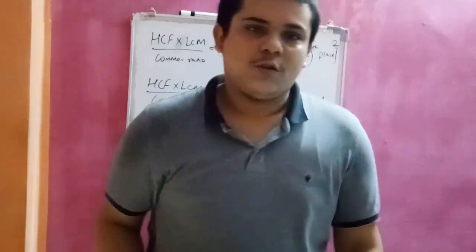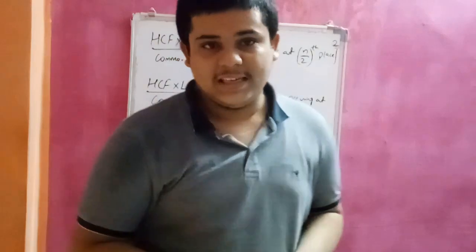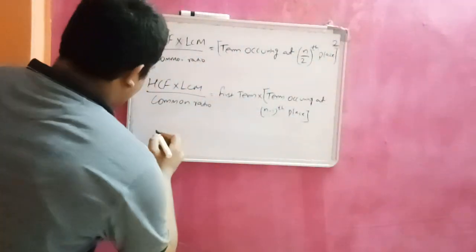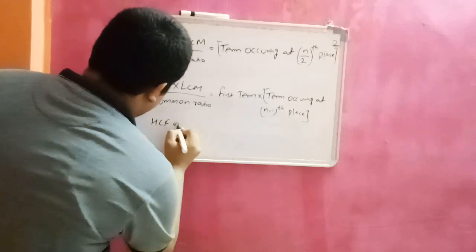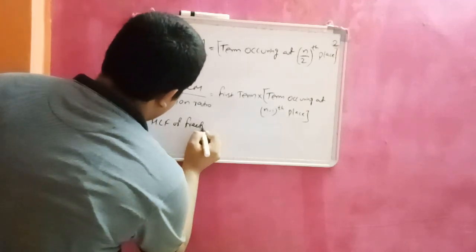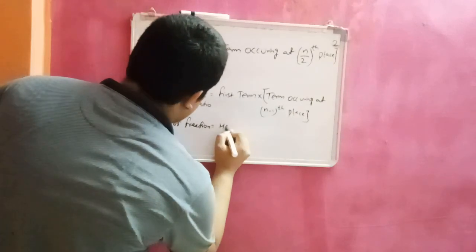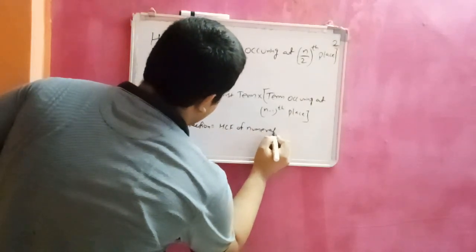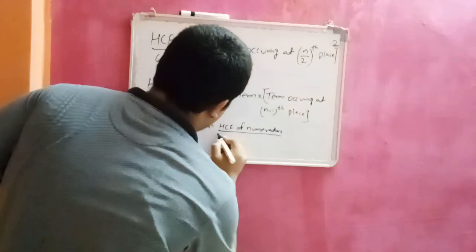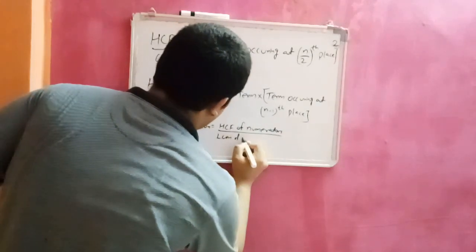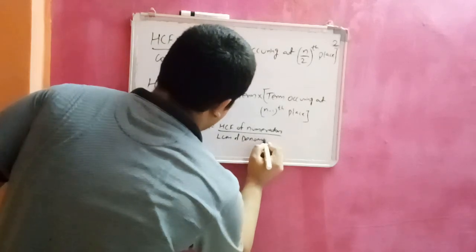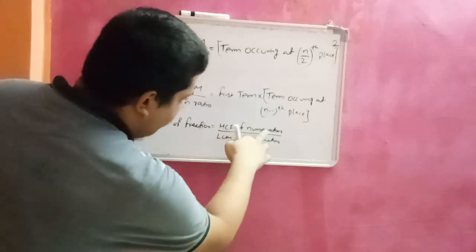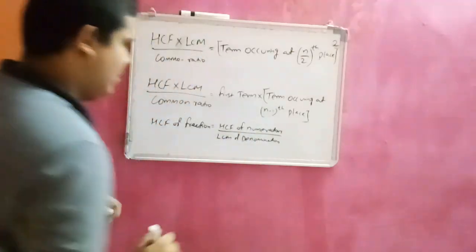Then as you know, the GCD, HCF and LCM of fractions also exist. That is, the formula of HCF of fraction is HCF of numerators by LCM of denominators, and LCM of fraction is LCM of numerators by HCF of denominators.